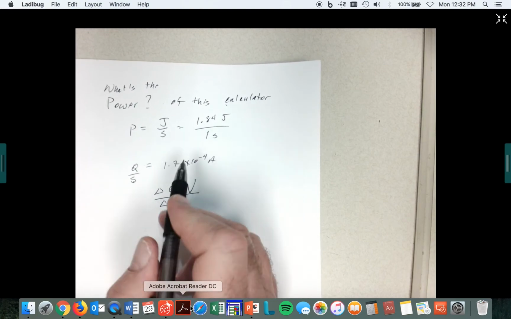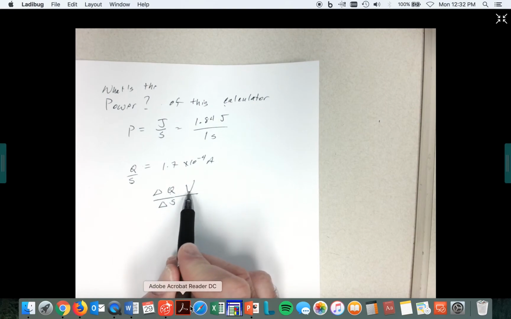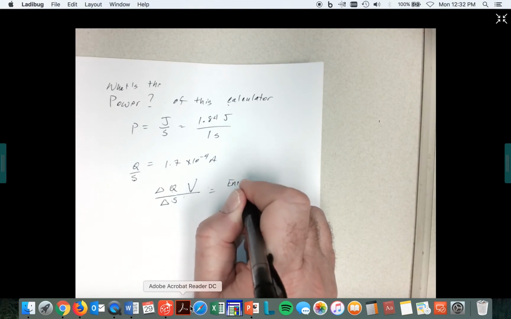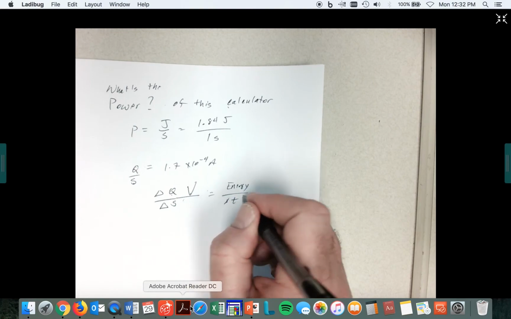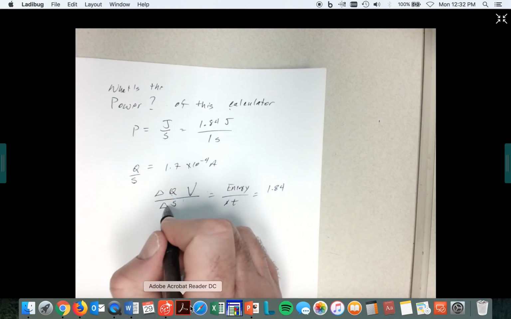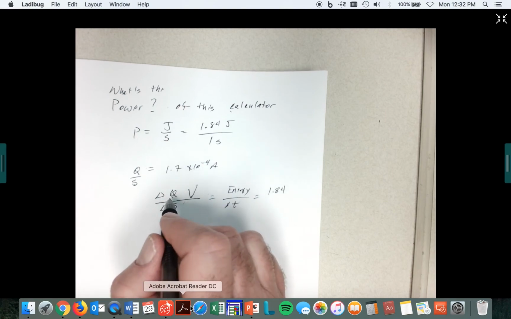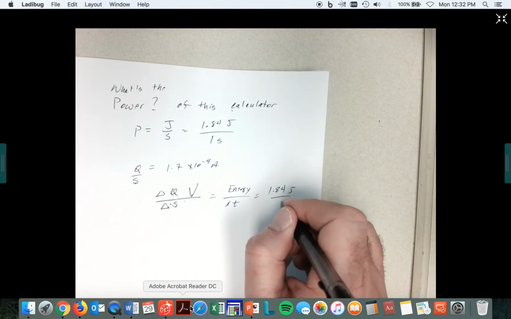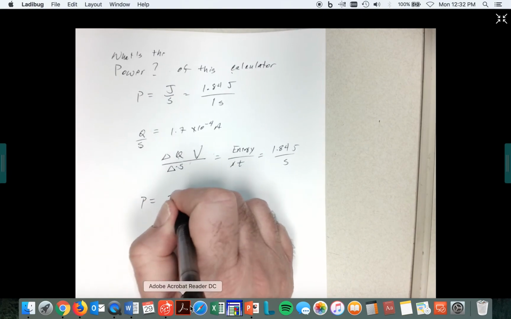So we'll take that change in charge over that change in time times the voltage. Look what I've got. Charge times voltage. That's an energy. Divided by the change in time. So we've got 1.84 because when I divided this out, I got 1.74 times the voltage. 1.84 joules per second would be my power. In other words, power is equal to the current times the voltage.